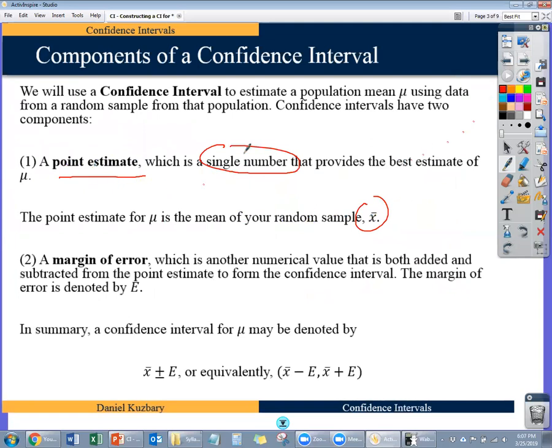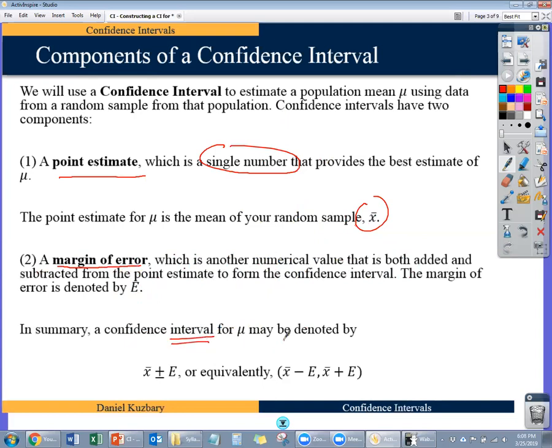Now, like I said, we don't want to just use this, which is why the confidence interval has another part, the margin of error, which is another numerical value that's both added and subtracted from the point estimate to form the confidence interval. The margin of error is denoted by capital E, and I'll show you how to find what E is in a little while. We don't want to just use the point estimate. We want to use the point estimate plus or minus a margin of error, and that gives us an interval, not just a number.